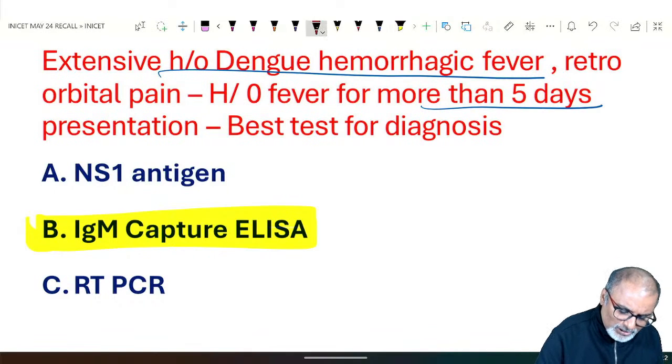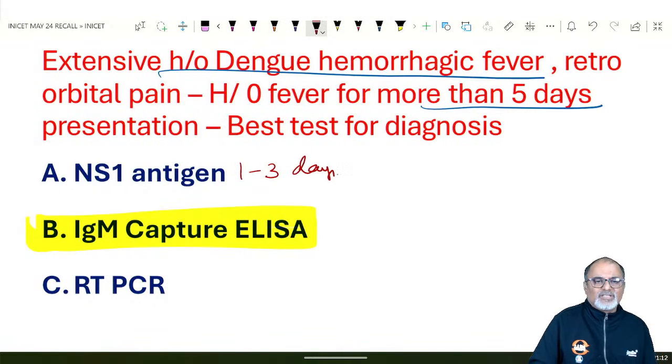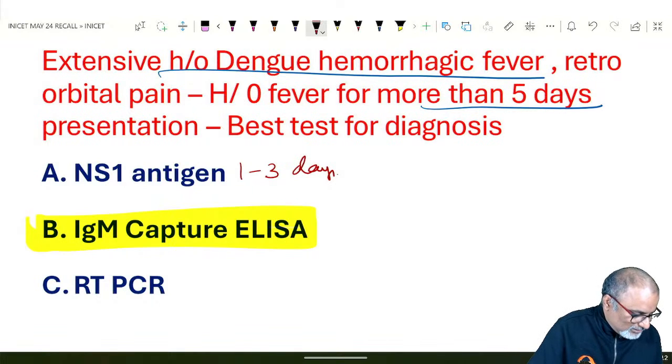NS1 antigen, usually 1 to 3 days. Some books are mentioning 1 to 5 days. Because after 3 days, the antigen will be deteriorated. Sensitivity of NS1 antigen will be very low. Albopictus culture. Okay.